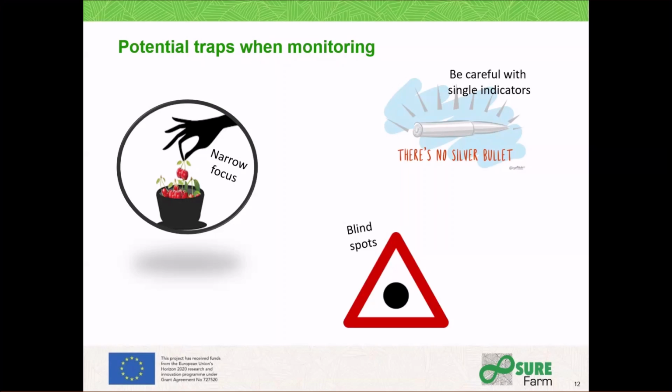I'm not so sure whether the questions in the chat are for me, but let's look at that a bit later. So these are potential traps when monitoring, and maybe there's more, but these are the three that I realized from our work on farming systems in Europe.